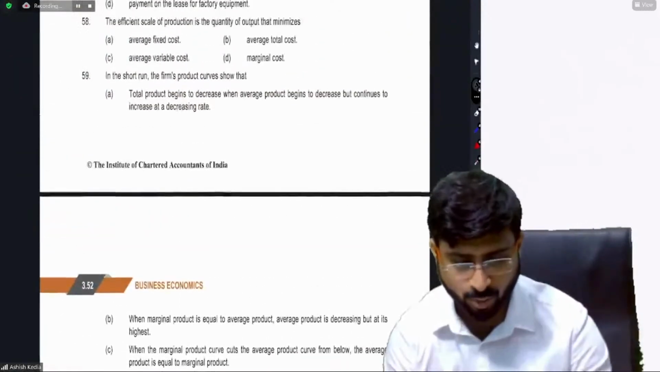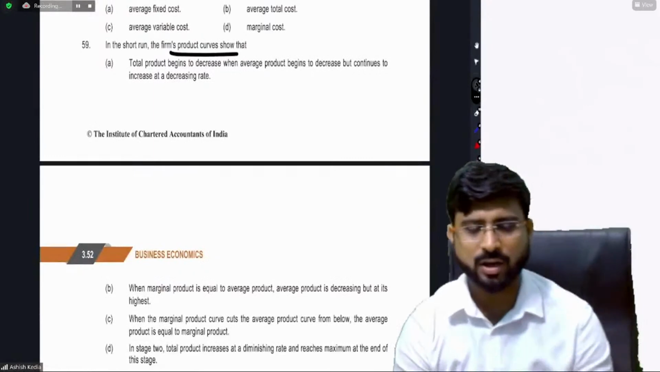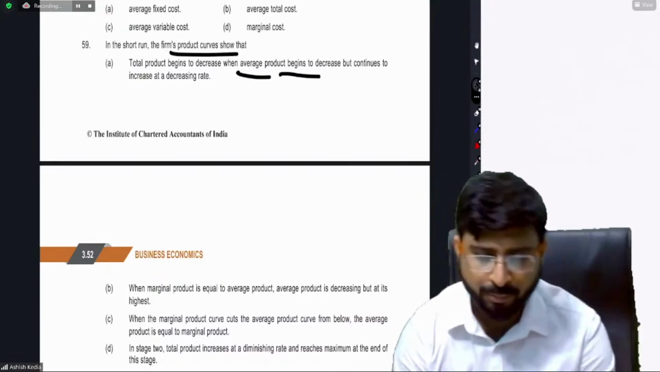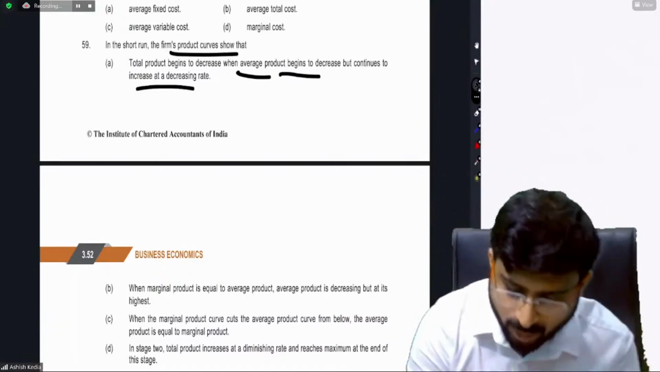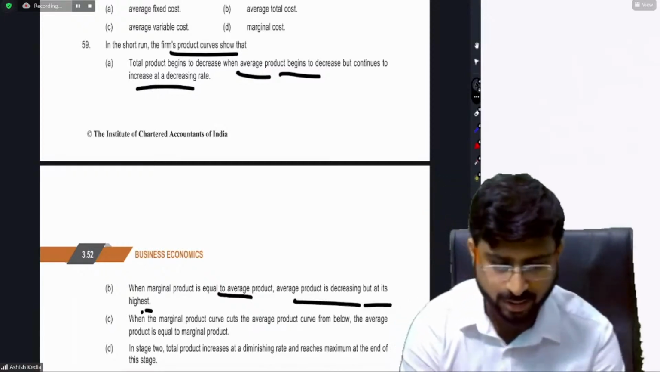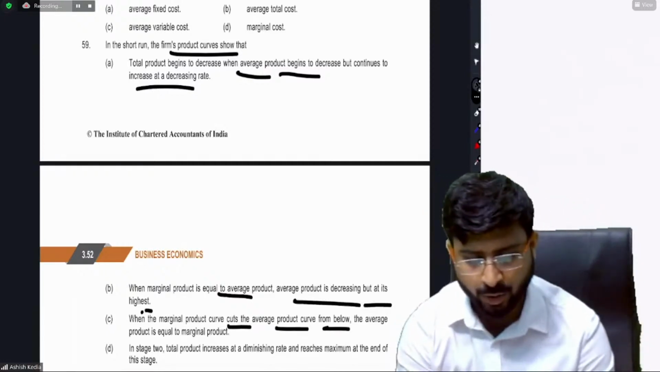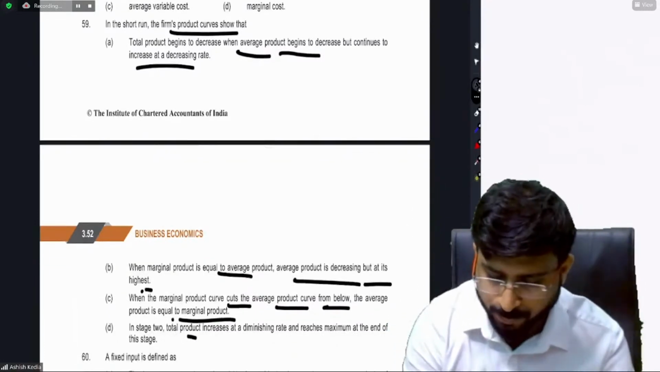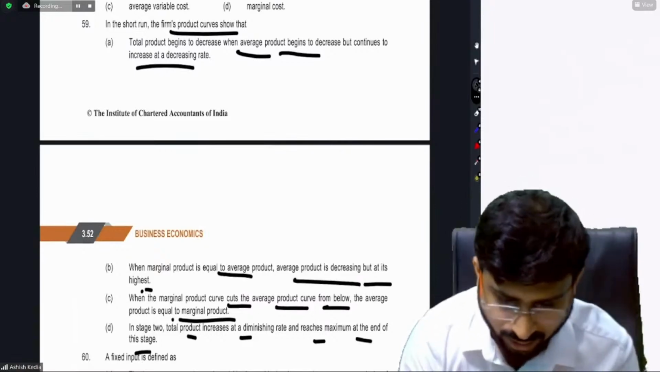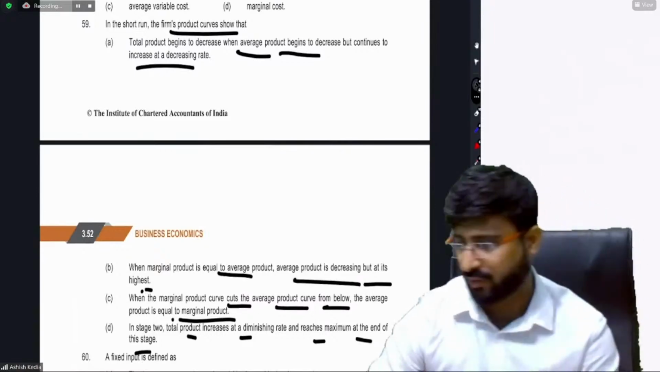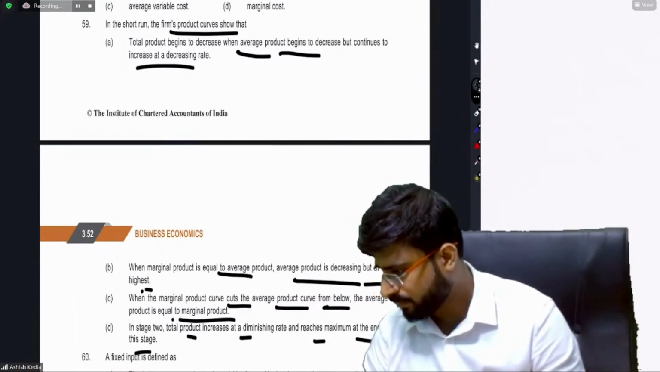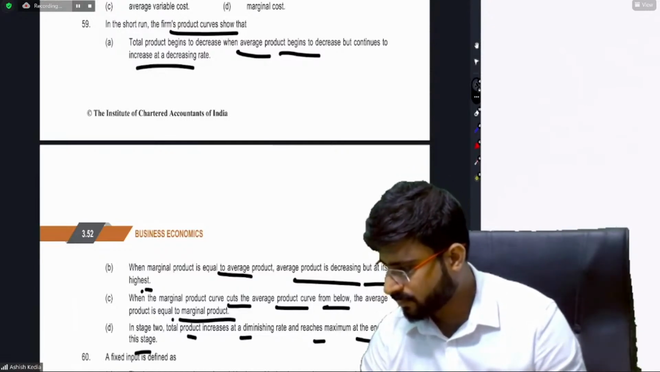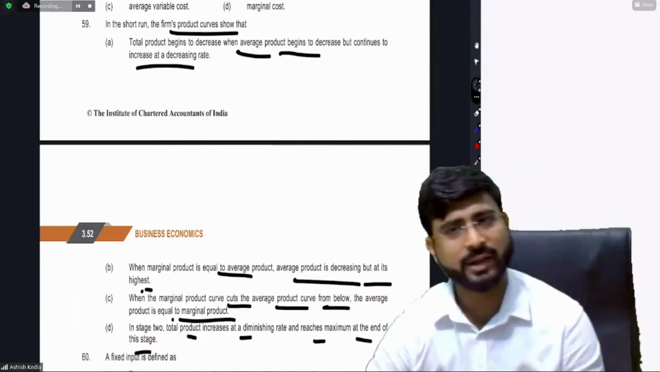Okay, interesting. Question 59. In short run, firm product curves show that TP begins to decrease when AP begins to decrease, but continues to increase at decreasing rate. When MP equals to AP, AP is decreasing but at its highest. When MP curve cuts the AP curve from below, the AP curve is equal to MP. Or next is in stage 2, TP increases at diminishing rate and reaches maximum at the end of the stage. So you all answer 59. I have my answer ready.